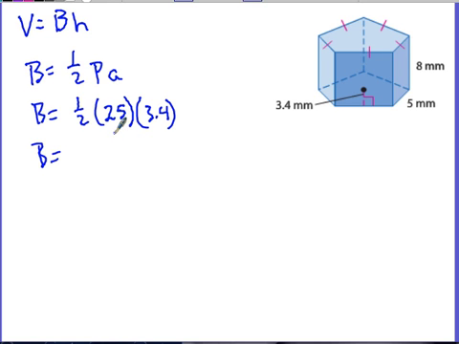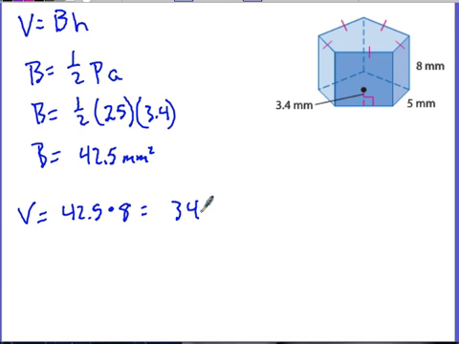So the base is 42.5 millimeters squared. And then the volume is just 42.5 times 8. 340 millimeters squared. Or cubed, thank you. I did that all through my notes. I have to remember to write cubed for volume.